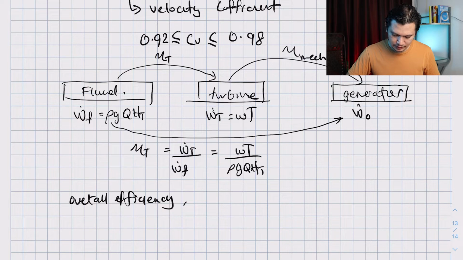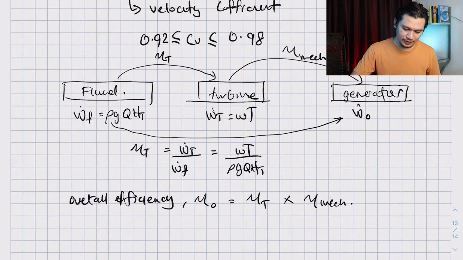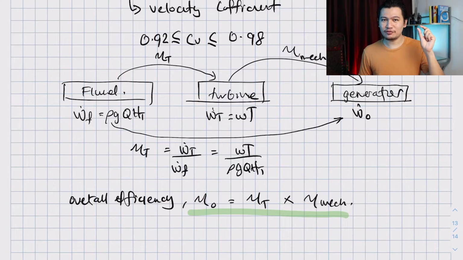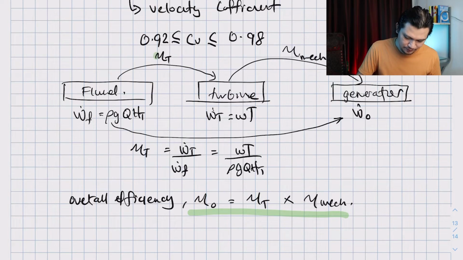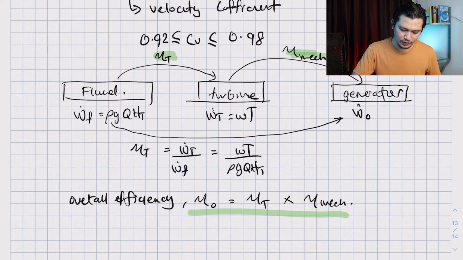Okay, and the overall efficiency, eta O, is the multiplication of the turbine efficiency, eta T, times the mechanical efficiency. Now you have the overall efficiency, meaning the efficiency from the fluid to the generator. So from the fluid to the turbine, it is called the turbine efficiency, and from the turbine to the generator is called the mechanical efficiency, and the combination of these two efficiencies is called the overall efficiency.